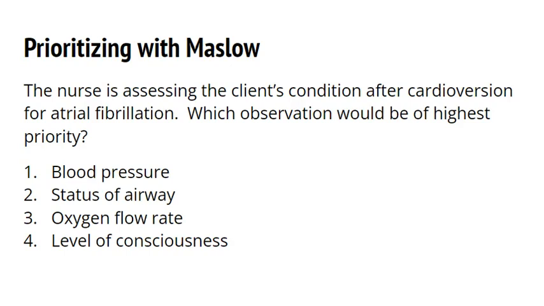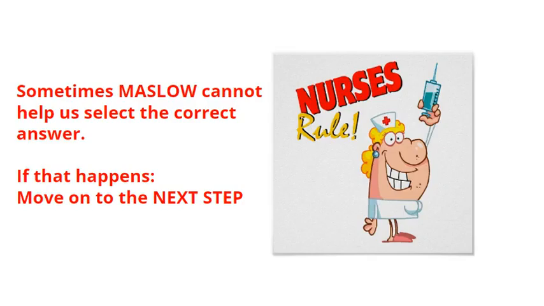And now let's apply the ABCs. Airway, breathing, and circulation. Blood pressure, that is a C. Status of the airway is an A. Level of consciousness is neither. So because I have an A and a C, I'm going to choose A, airway, which is answer choice number 2.